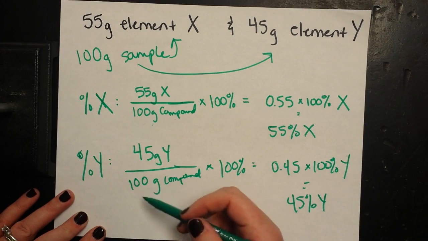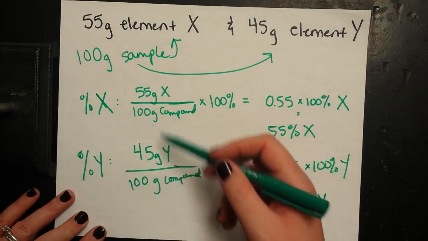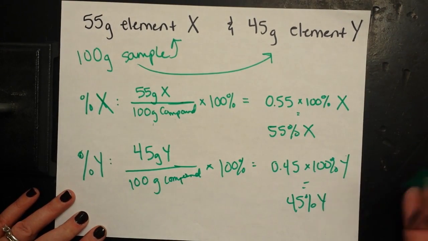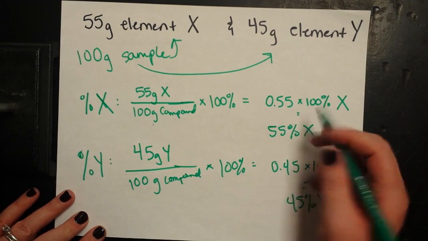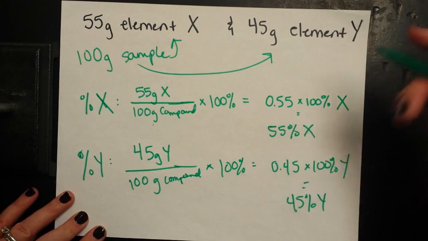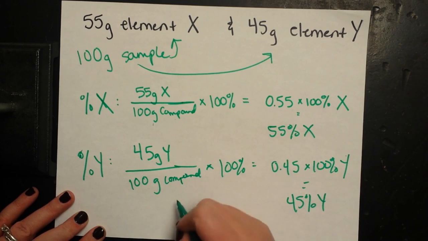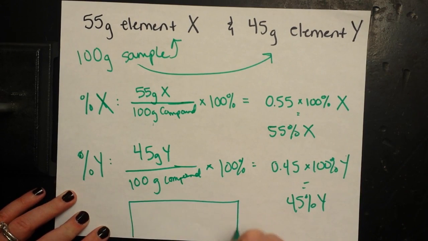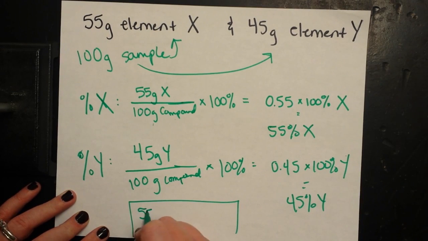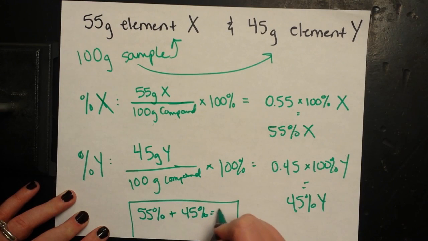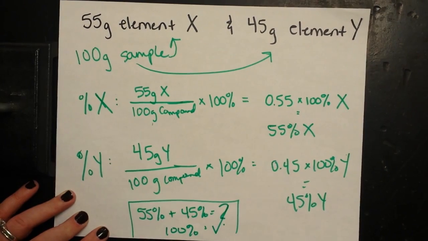Now, if the mass of our compound was not 100 grams, we would end up with different percentages here. However, because you're talking about out of 100, all of your percentages should add up to 100%. So you can always check yourself and say, is 55% plus 45% equal to 100? When you add those two percentages, you get 100%. So you are correct.